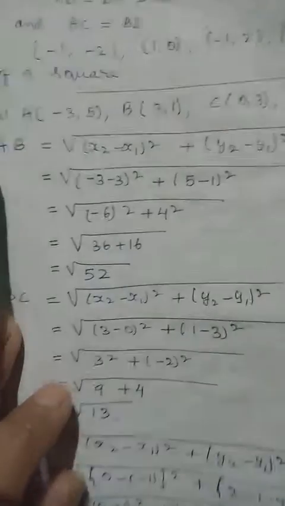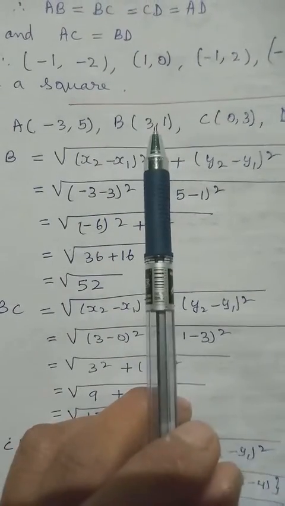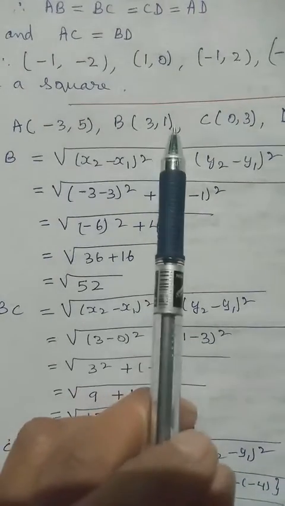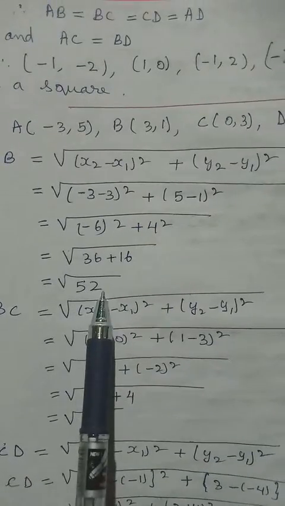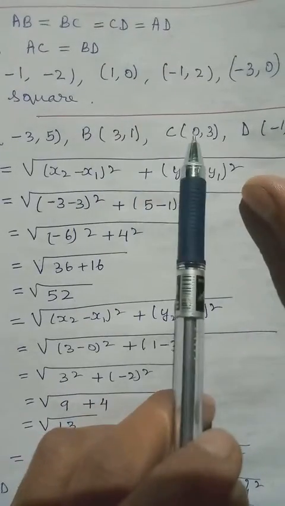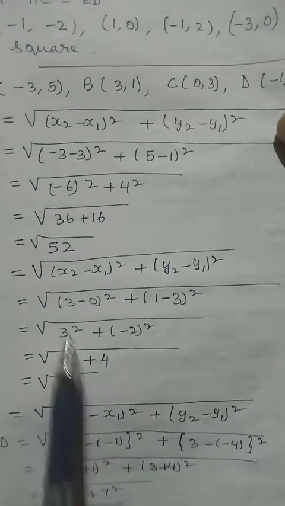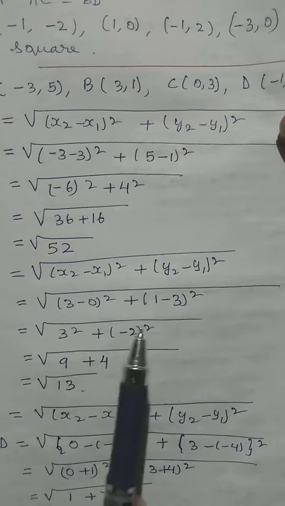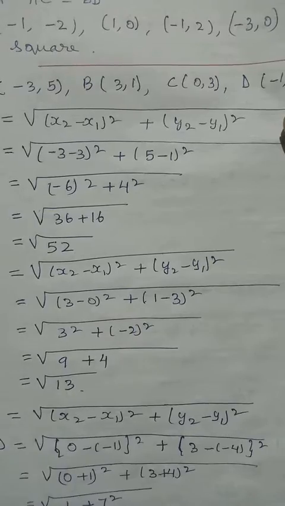Okay, so that way you take like AB. So we have minus 3 minus 3, both minus, become 6. 5 minus 1 becomes 4. So we square them, we get 52. Then 3 with 0, 1 with 3. So it becomes 9, minus here 2. 2 into 2, 4. Minus goes away because of the square. So we plus, 13. So you see these two are not equal.